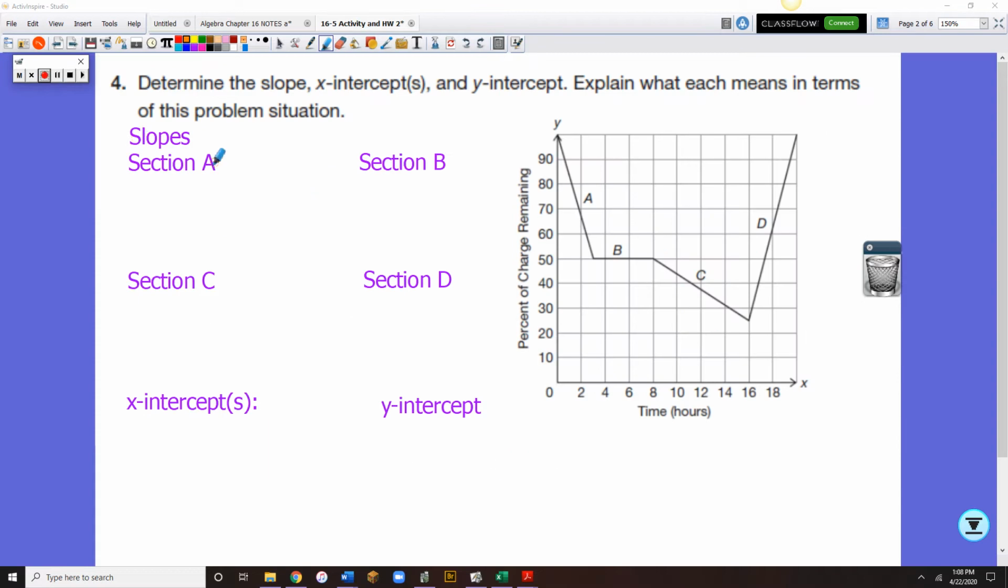In this section, we're going to talk about the slopes of each section of the graph, slopes or rate of change, and the x-intercepts and the y-intercept. And we're not only going to say what the numbers are, but we're going to talk about them in context. So remember, dig back into the cobwebs of your mind. Slope is rate of change, and it's how steep this line is.